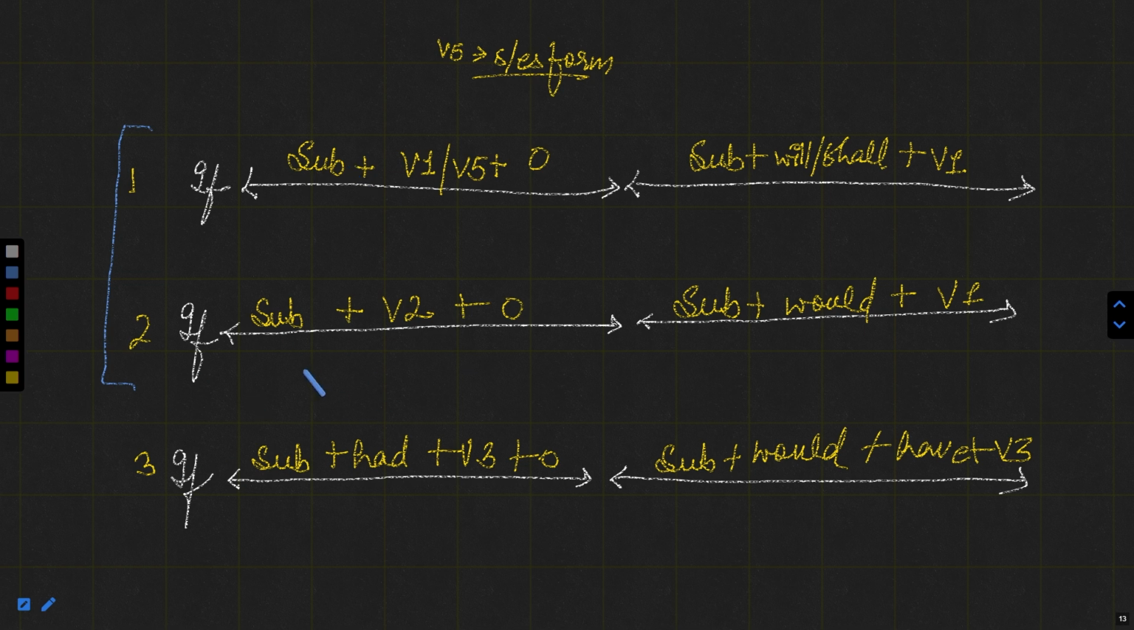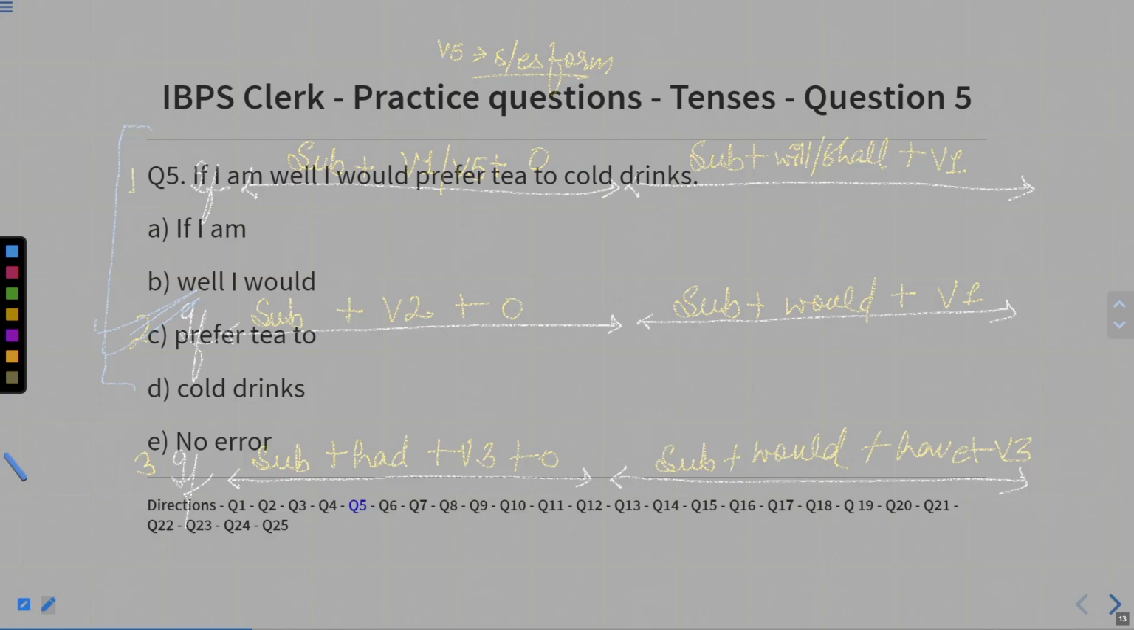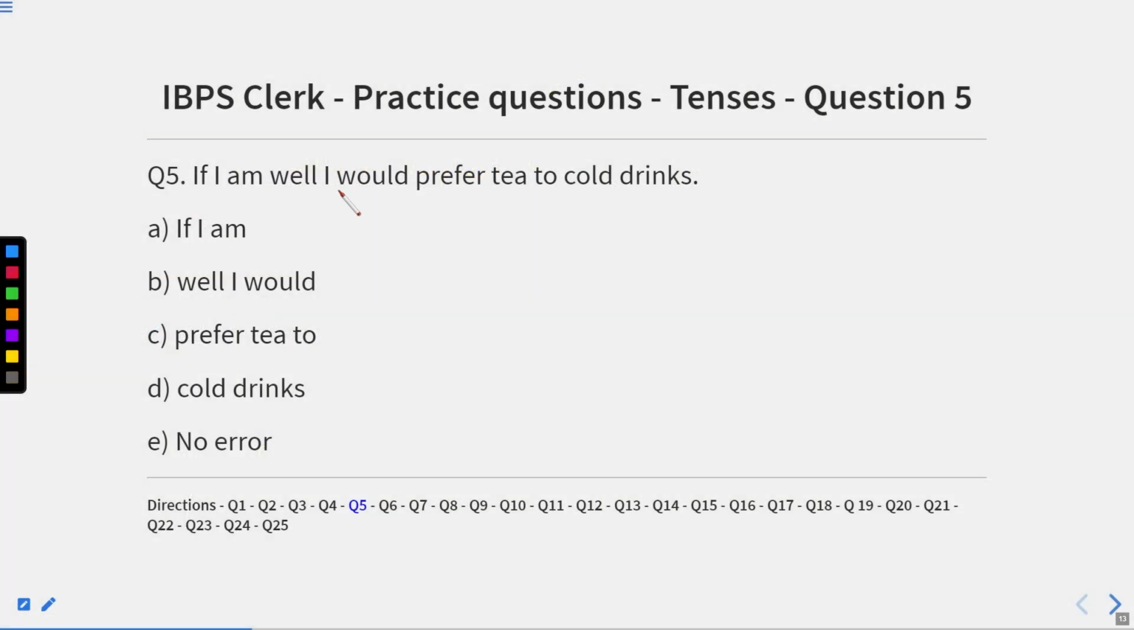So here the second condition matches according to the sentence. Now if we go back to the sentences, it is written, if I'm well, I would prefer tea to cold drinks. Here it is written that I would prefer tea to cold drinks.